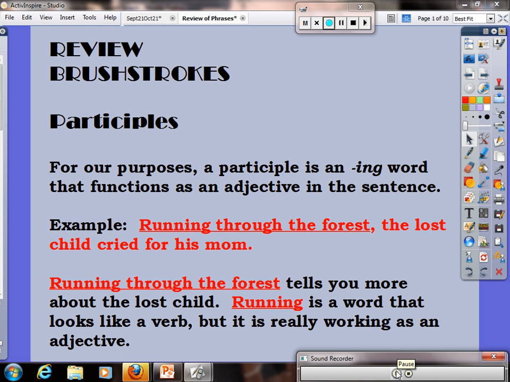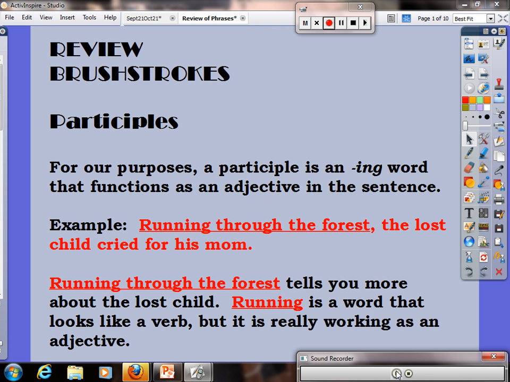This is Mrs. Minton, and we've got a review today for the brushstrokes that we've been studying this week, and the first one up is participles. And I think most of you understand the participle, but we want to just make sure some of the sentences that you wrote were not quite what we had in mind.